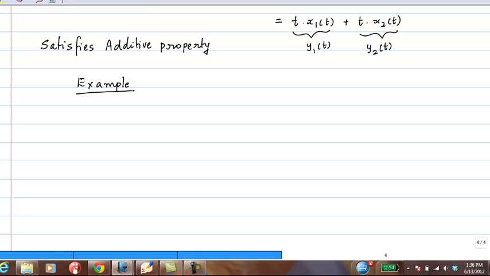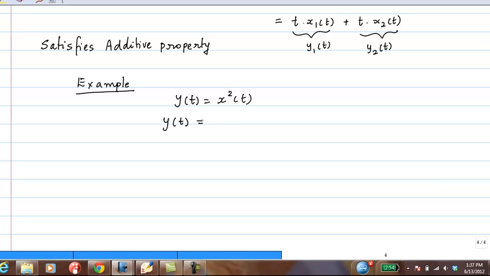Maybe it's easy to come up with examples like y of t is equal to x squared of t, for example. Okay, in this case, you can see that adding x1 of t plus x2 of t is going to result in the square of x1 plus x2, which is not just the sum of x1 squared plus x2 squared. So clearly this is not going to be an additive system. Okay, so here is another example.